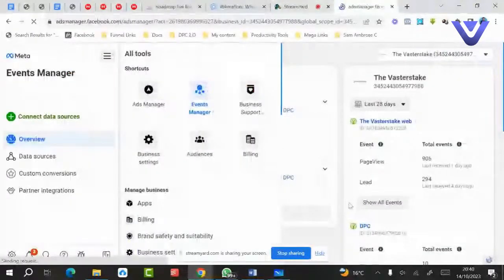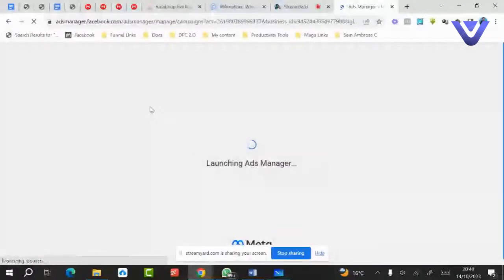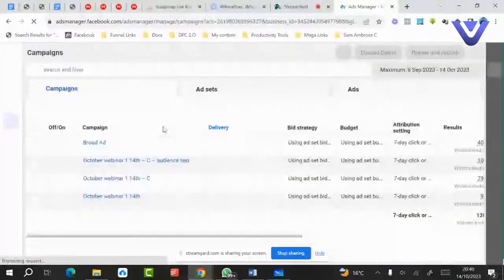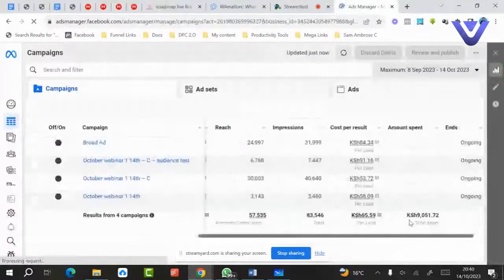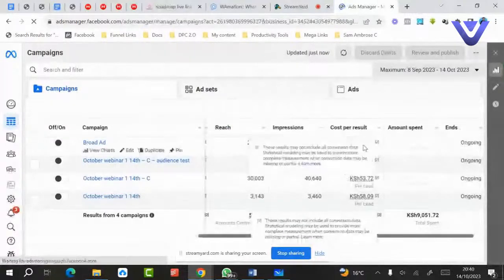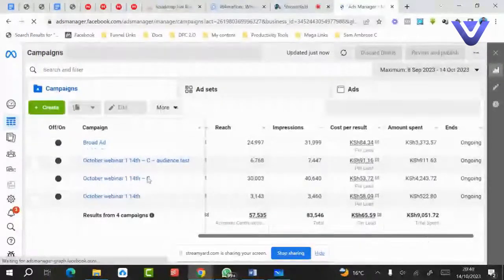Okay, so this is my ad. I don't know how to click, so let's give it a minute. So this is my advertisement. This was a bit expensive. I think I was spending like $50 per lead. I spent about 9K on this advertisement, but that's not what I want to show you.